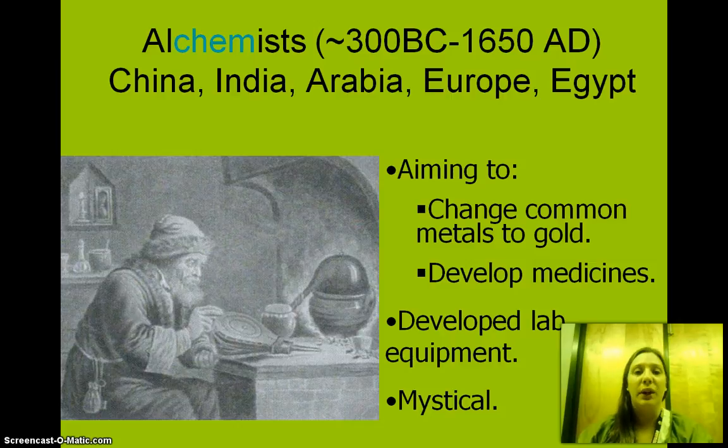But what was good about alchemy, although we know now that it's not a real science, is that through all of these experiments that the alchemists did, we learned a lot about chemical experimentation. We learned a lot about lab equipment. They developed procedures. There were some medicines developed. So a lot of good came out of it, although what the purpose of alchemy didn't really come to fruition.